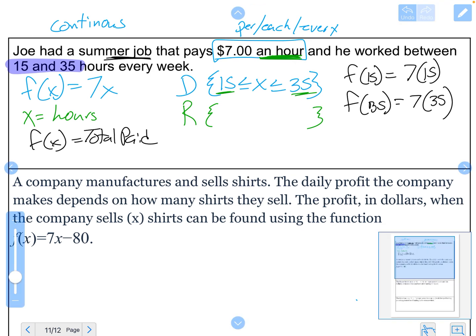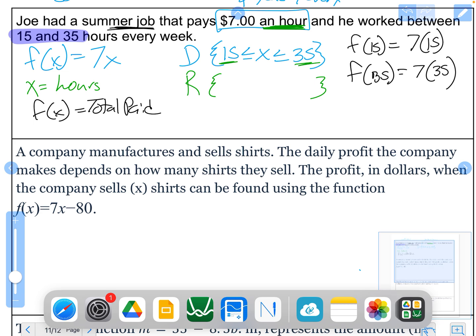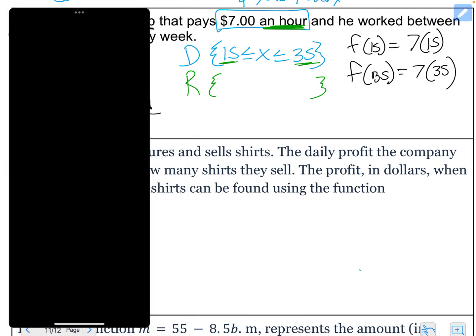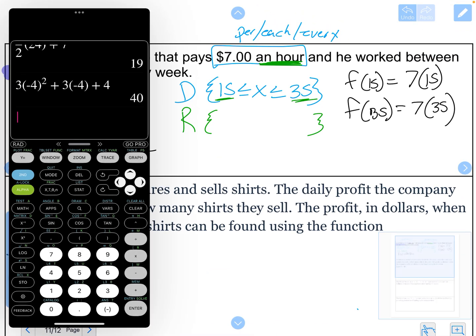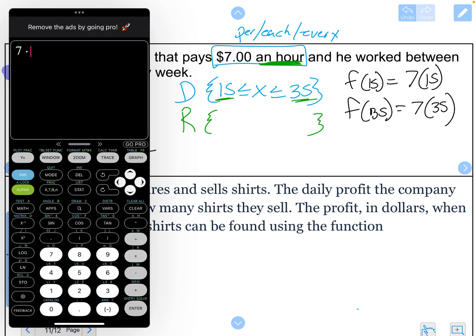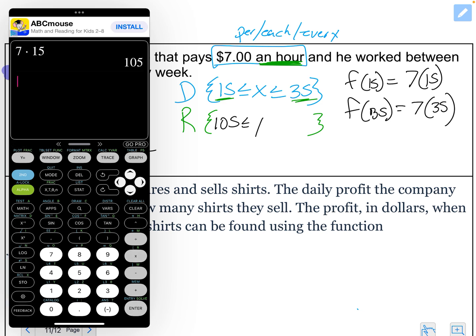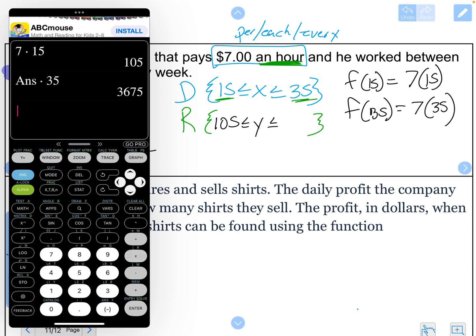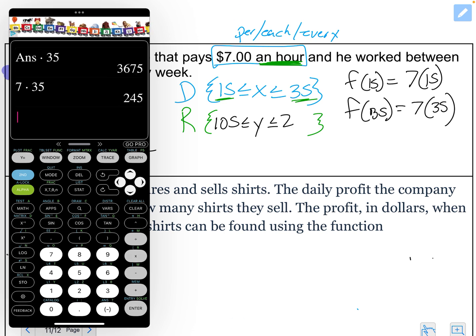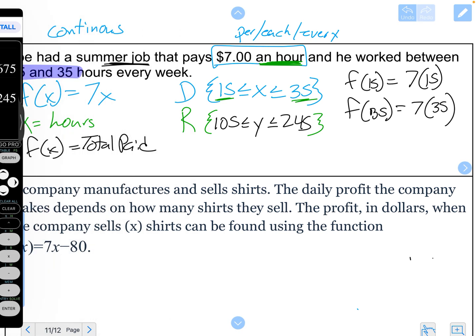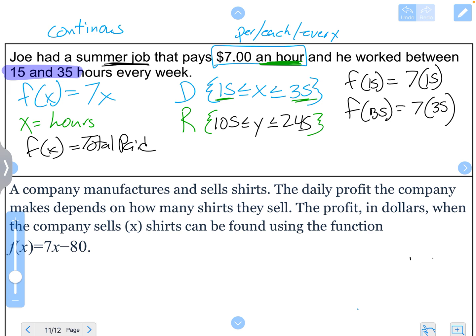So let me grab my handy dandy calculator real quick. So we've got 7 times 15, which is going to be 105, less than or equal to y, less than or equal to, and then we're going to go 7 times 35. Oh, nope, 7 times 35. And we're going to get 245. So Joe is going to make somewhere between $105 and $245 each week because he's going to work between 15 and 35 hours.